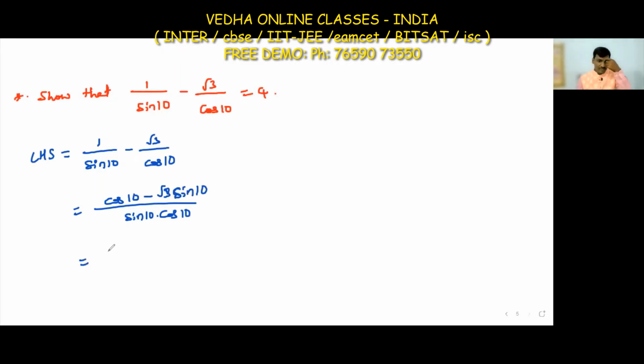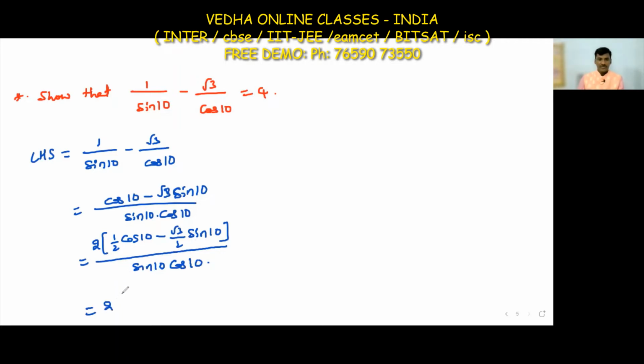Now multiplying and dividing by 2: I am multiplying by 2 outside and dividing by 2 inside. So 2 into (1 by 2 cos 10 minus root 3 by 2 into sin 10), whole divided by sin 10 into cos 10.